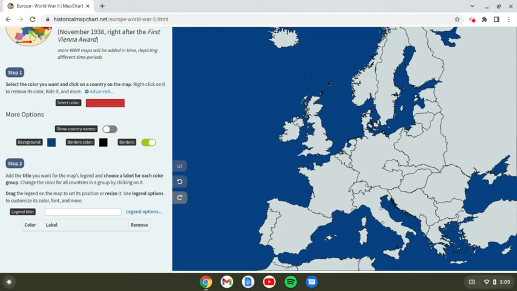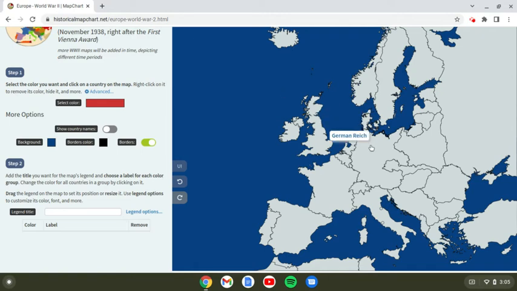Today I'm doing a World War II map chart on mapchart.net. Actually, it's on historicalmapchart.net, but it's map chart. So I'm going to talk about a brief overview of World War II. I did a World War One on mapchart.net, link in the description.